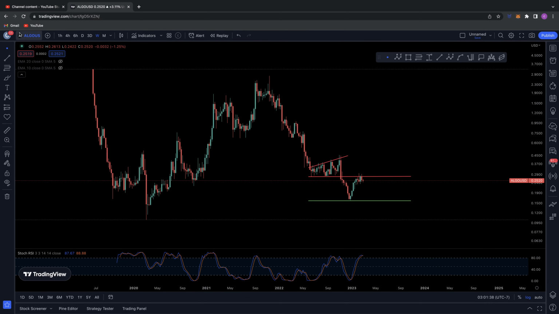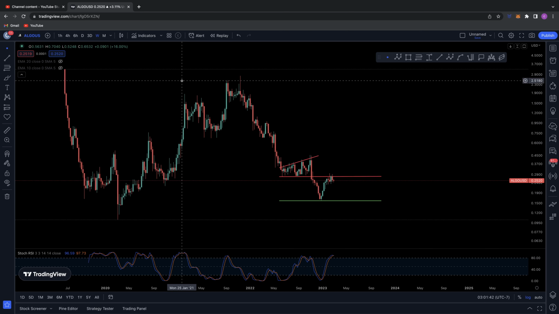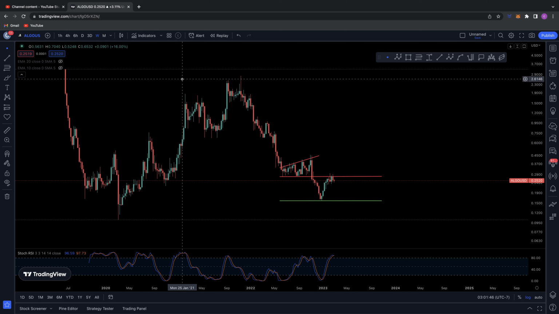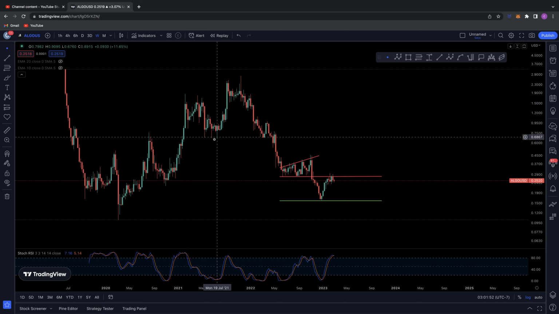Today we're going to be covering Algorand against USD on the weekly time frame, and I'm just going to go through certain areas of support and resistance. And after all, that's what technical analysis is. You break through resistance, you're looking for an uptrend. If you lose support, you're looking for a downtrend, and we can measure them through different patterns and through time in the chart.